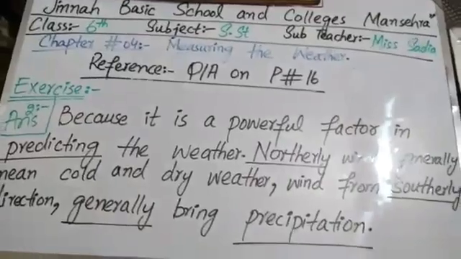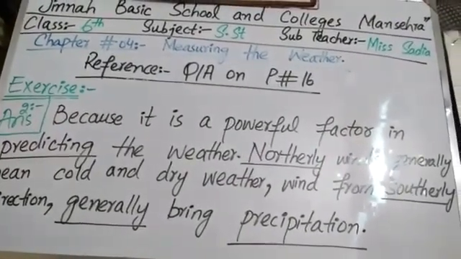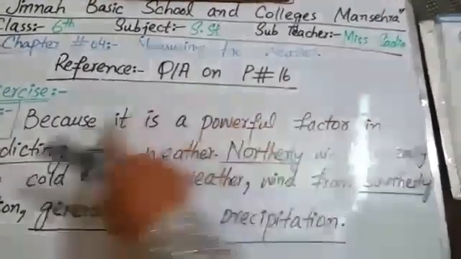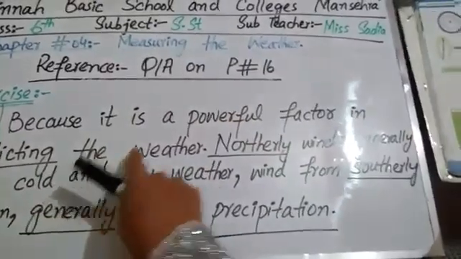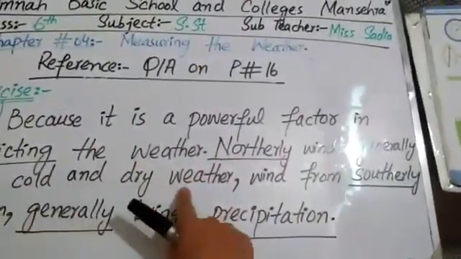So the part 1 answer is: because it is a powerful factor in predicting the weather. Northerly wind direction generally brings cold weather. Wind from the southerly direction generally brings precipitation.